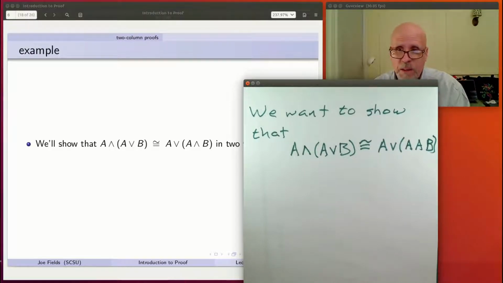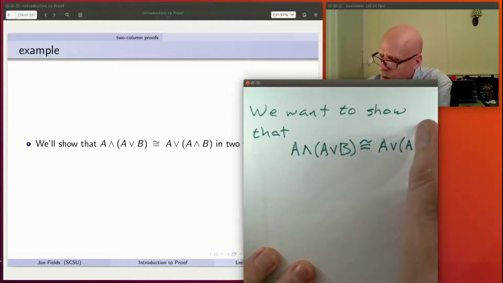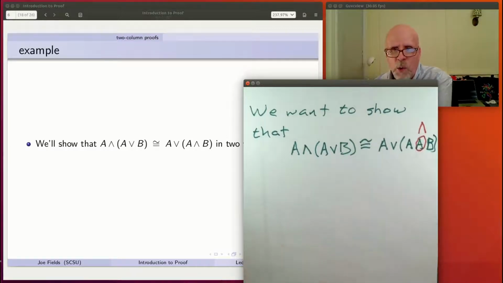I do see something else though right now. I just noticed that I did a typo. Do you call it a typo when it's writing though? This symbol right here was supposed to be an and sign. I guess I accidentally crossed my and made it into an A. So A and A or B is equivalent to A or A and B.